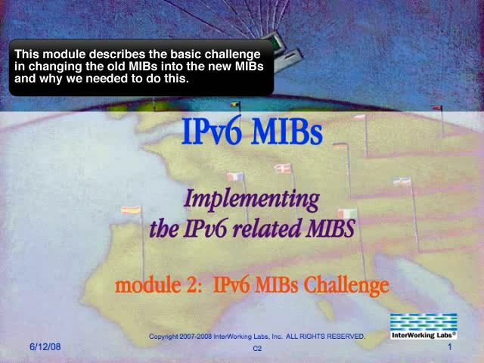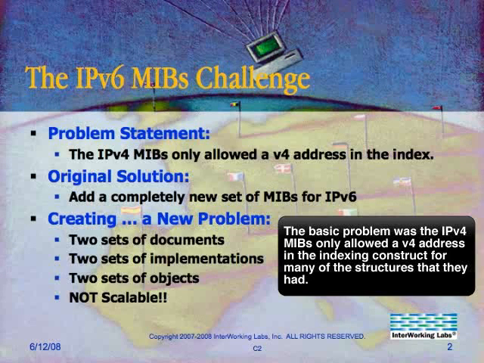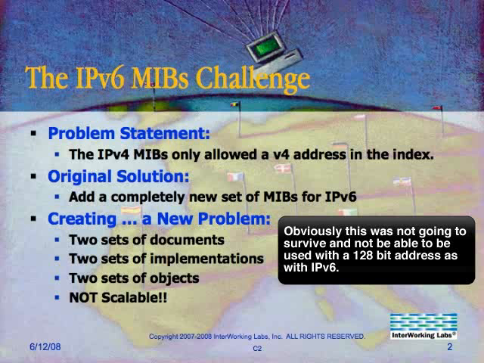This module describes the basic challenge in changing the old MIBs into the new MIBs and why we needed to do this. The basic problem was the IPv4 MIBs only allowed a v4 address in the indexing construct for many of the structures that they had. Obviously, this was not going to survive, not be able to be used with a 128-bit address, as with IPv6.